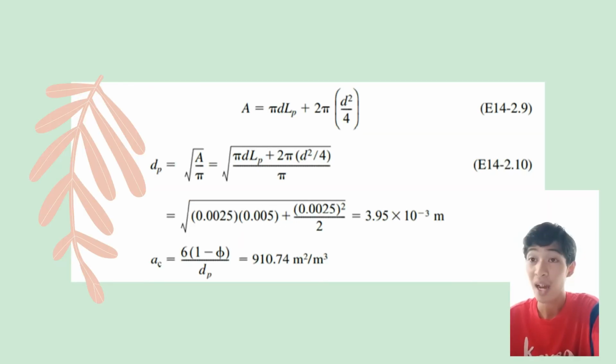Use the Colburn JD factor to calculate K sub C. To find K sub C, we first calculate the surface area average particle diameter. For cylindrical pellets, the external surface area is given by this formula, and we found that the diameter would be 3.95 times 10 to the -3 meters, and then A sub C to be equal to 910.74 meters squared per meter cubed.